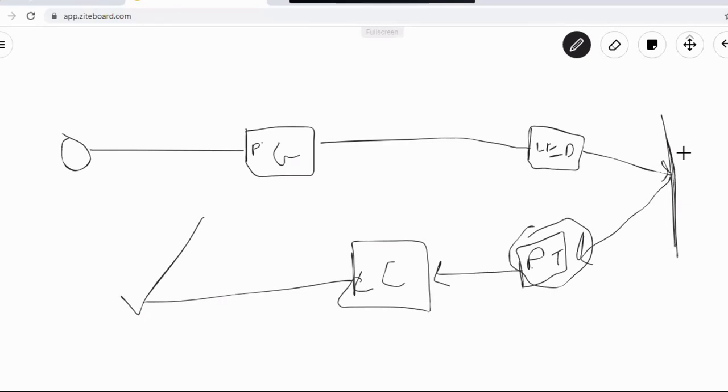And next, what will happen? It comes to the control circuitry. The function of the control circuitry is basically to balance the amplitude.